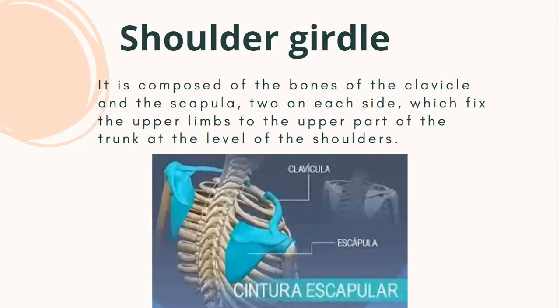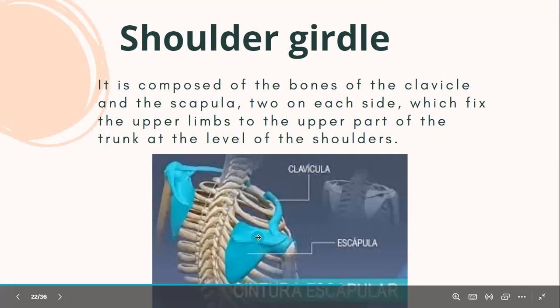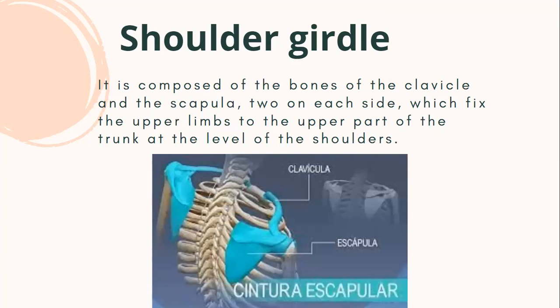Shoulder girdle. It is comprised of the bones of the clavicle and the scapula, one on each side, which attach the upper limbs to the upper part of the trunk, forming the lever of the shoulders.